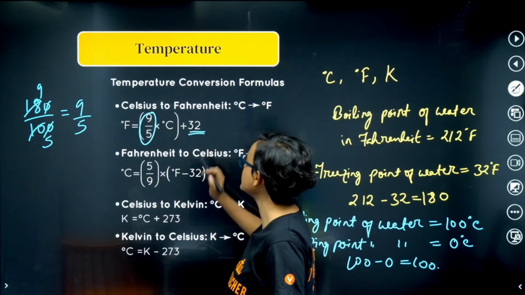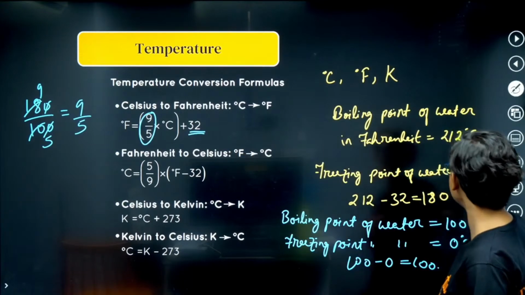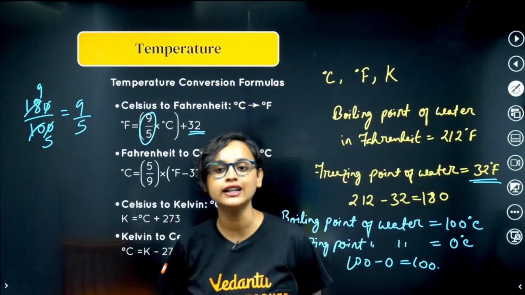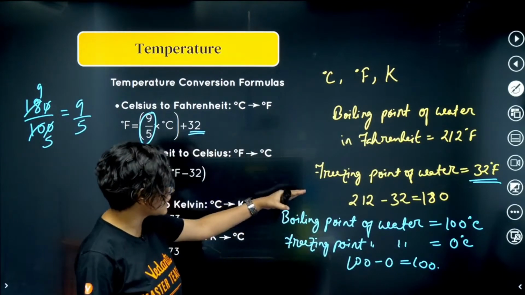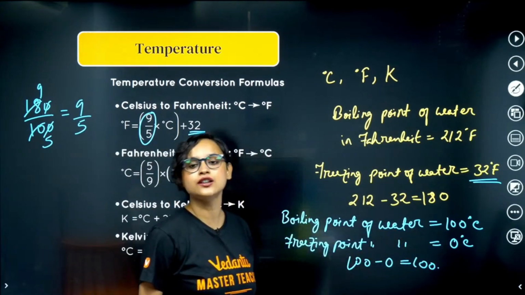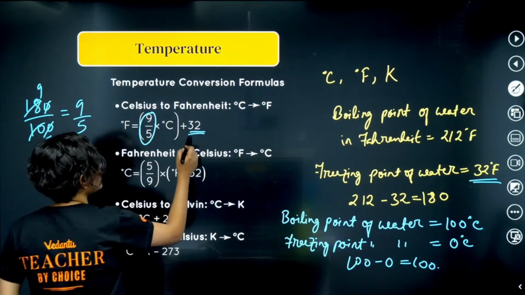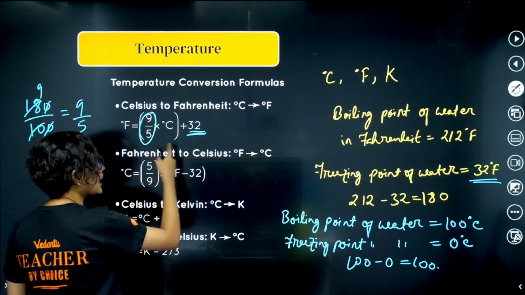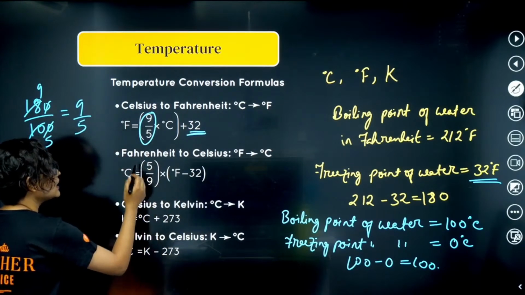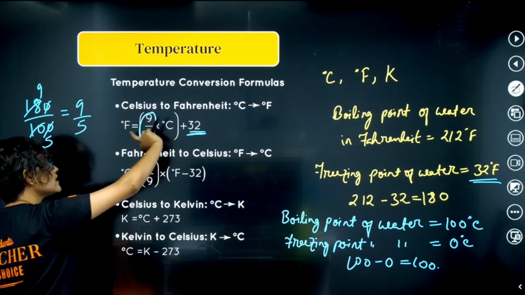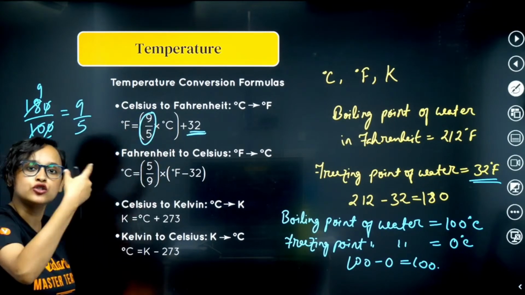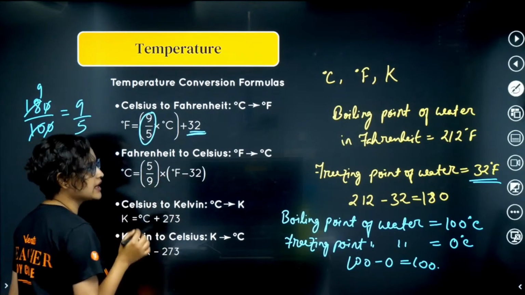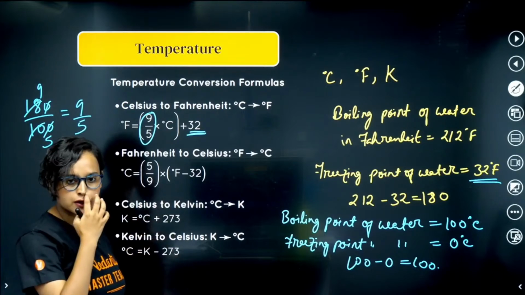Now from where is this 32 coming? Very simple, very easy. We just saw that 32 is the freezing point of water in degree Fahrenheit, whereas in case of degree Celsius, it is only 0 degrees Celsius. So hence we use 32 here. Now if I have to convert Fahrenheit to Celsius, all I have to do is change the denominator to numerator and numerator to denominator. So 5 by 9 into degree Fahrenheit minus 32, this will be my conversion formula.